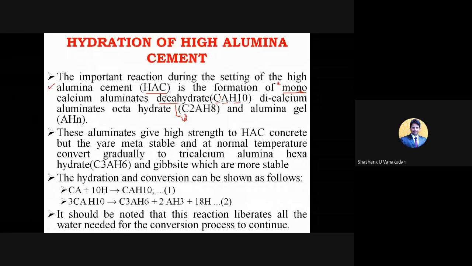And then dicalcium aluminate octahydrate. So dicalcium in the sense two calciums, and then aluminate will be singular again, and octahydrate, in the sense octa stands for 8. So these are the compounds which form in the chemical reactions. And then at last it is going to provide alumina gel, that is AH3, which is in molten state, I mean in the liquid state.